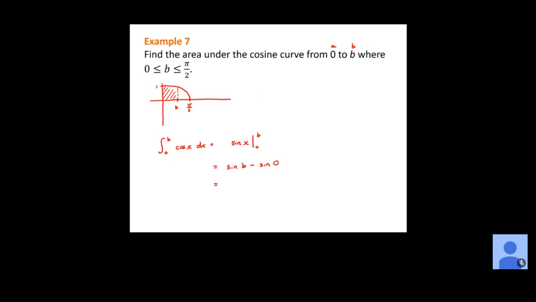Well, what's the sine of 0? Just 0, right? So that's going to become a 0, so this is now just sine of b. That's our answer, okay, because we're just saying there's some general b value between 0 and pi over 2. So now I know no matter what that b value is, if I want to know the area between 0 and that value, I can just take the sine of that value, and that gives me my area. Any questions on that one?